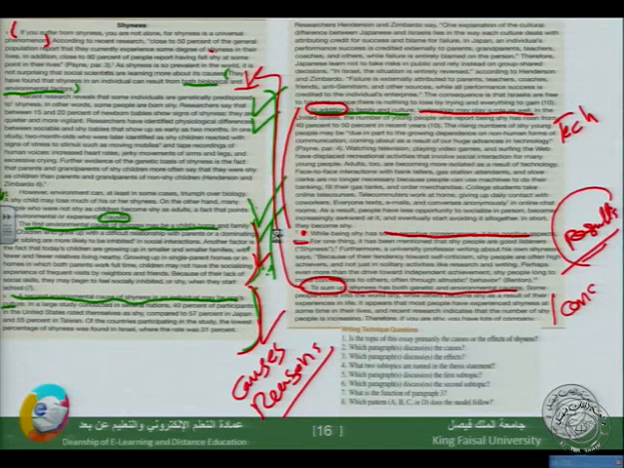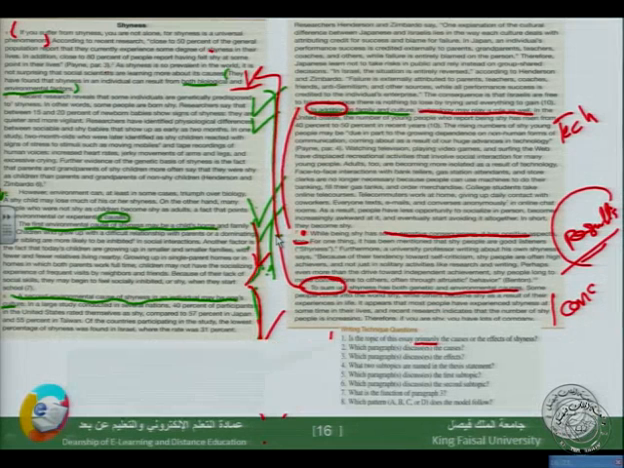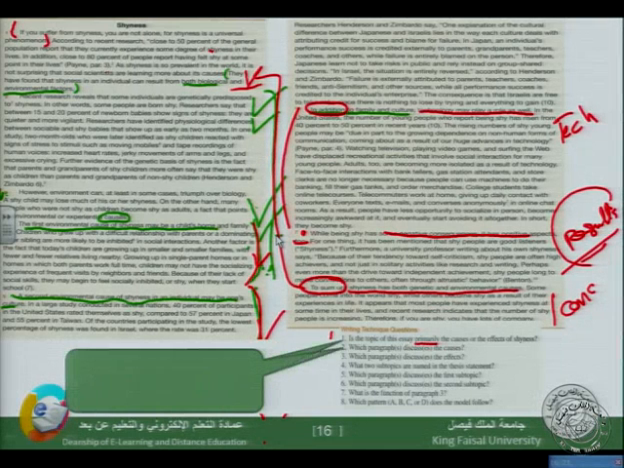Okay, let us go together and read these questions and try to answer them. The first question: is the topic of this essay primarily the causes or the effects of shyness? What does primarily mean? Mainly. Now I ask you, is this essay talking about the causes of shyness or the results of shyness? How many causes are mentioned? Three causes. And how many results? One result. It discusses mainly the causes of shyness.